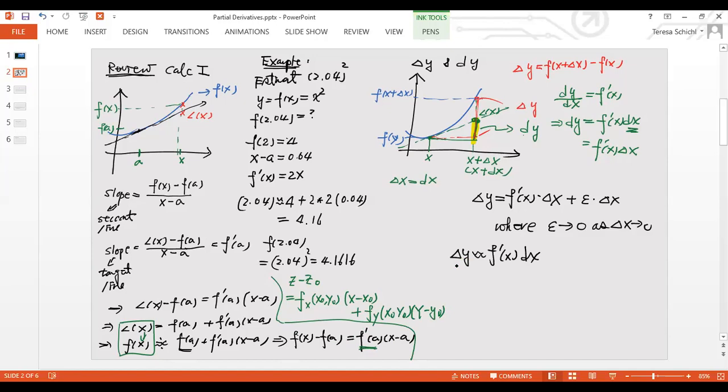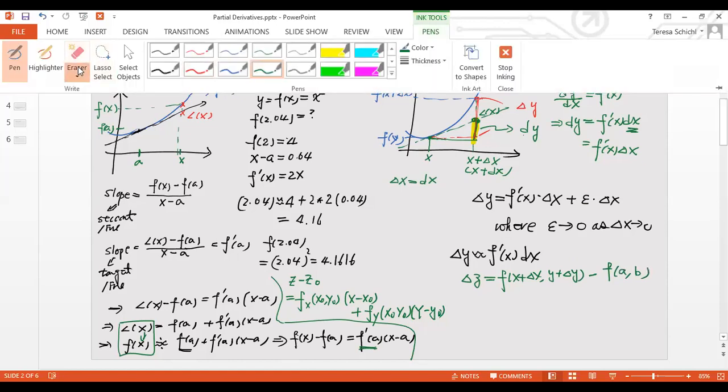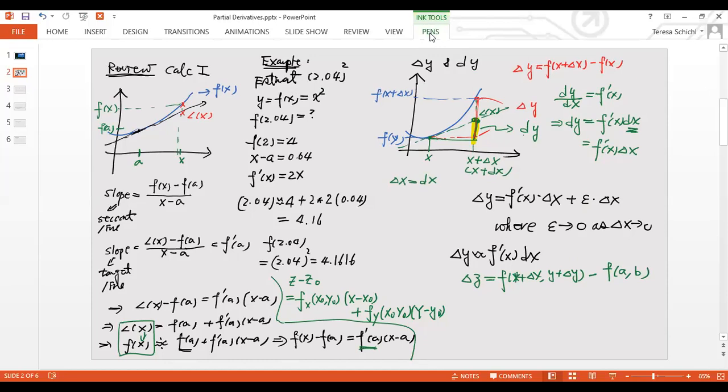In the same way, let's see how we write delta y. In R3, instead of delta y I have delta z. The delta z is the true difference if you put in x plus delta x, y plus delta y, and then minus f(a, b). If you give any point (a, b) instead of a general x, you put it in here.